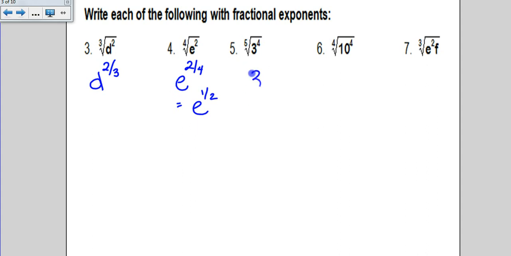So number 5 would be 3 to the 4/5. Number 6 would be 10 to the 4/4, but again, we would never leave it as 4/4. That becomes 10 to the 1st, or just 10. And then here on number 7, it's a little strange because you have two different bases. So you have e to the 2/3, but then you also have f. Now there's an invisible 1 for the f power, so it's f to the 1/3. So e to the 2/3, f to the 1/3.